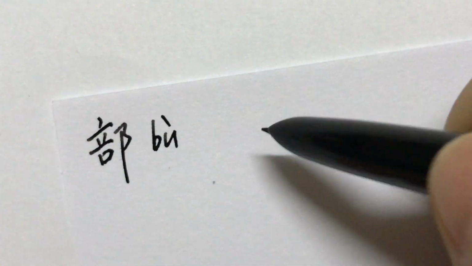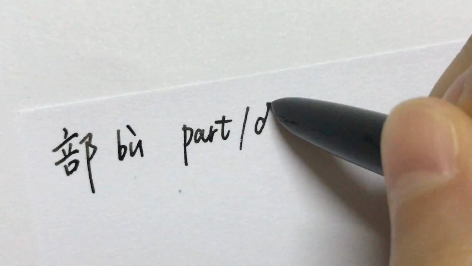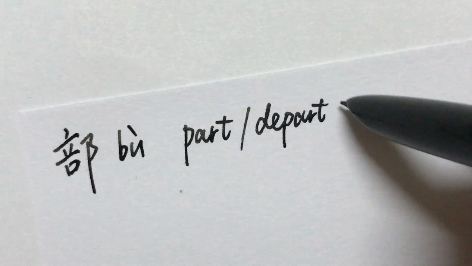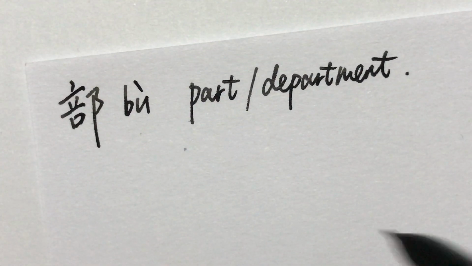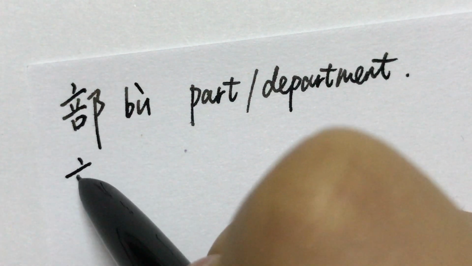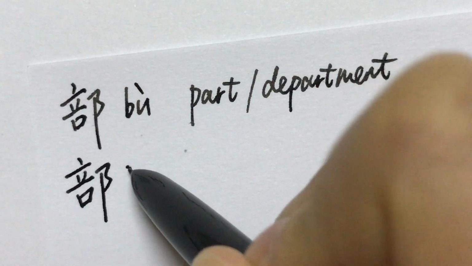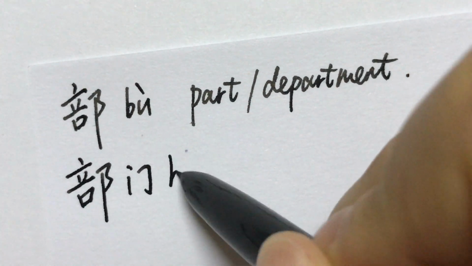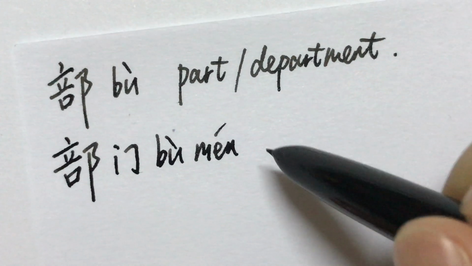部 means part or department. For example, 部门, department.